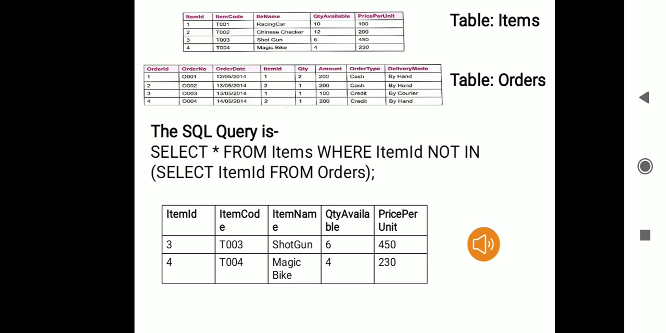As a result, the details from the items table having item ID only with the values 3 and 4 are getting displayed. So the output shows 2 rows from the items table with item ID 3 and item name shotgun, and again item ID as 4 and item name as magic bike.